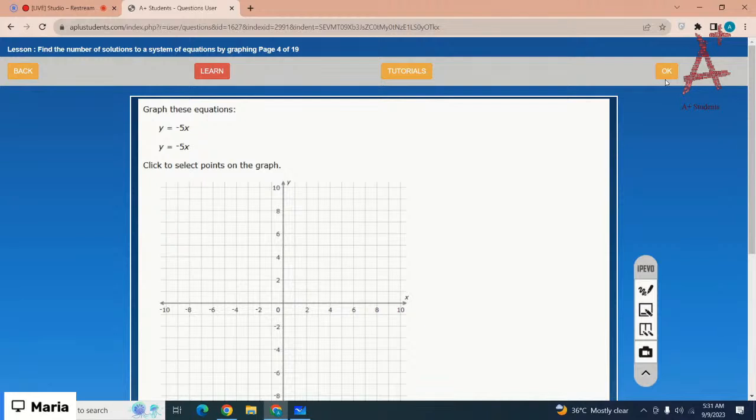Y equals negative 5x and y equals negative 5x. You can see both the equations are exactly the same, right? You have the slope negative 5 for both the equations. That means the system has infinitely many solutions, right?